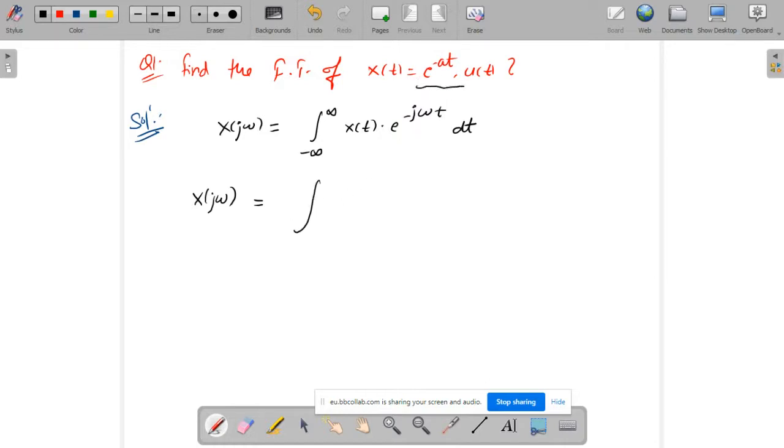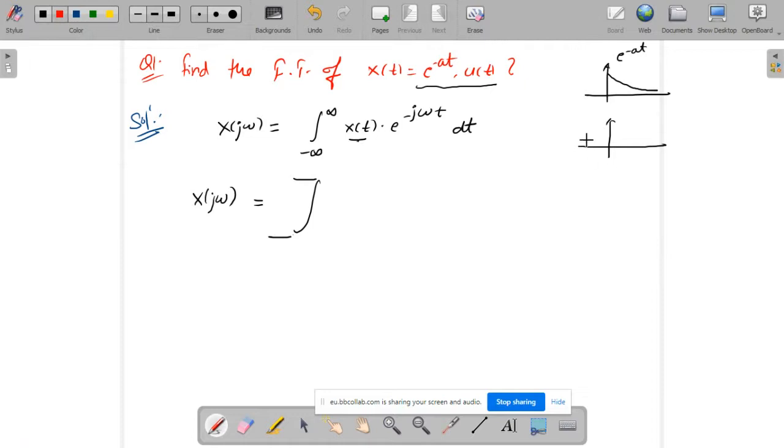What is x(t)? x(t) is this signal. So we have to write down here the limits of the x(t) signal. So how do we find the limits of x(t)? Now see here, e to the power minus at, this signal you have seen in chapter number 2 in special signals. It looks like this. And the second signal is u(t).